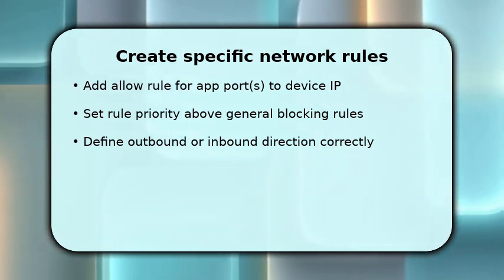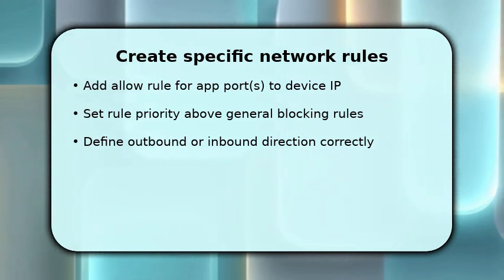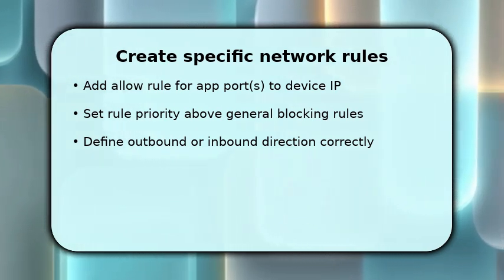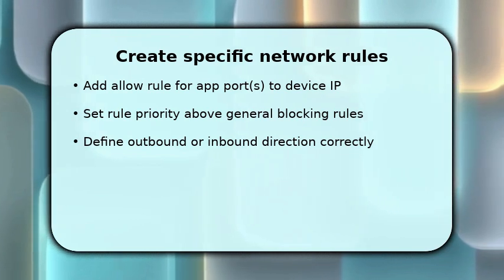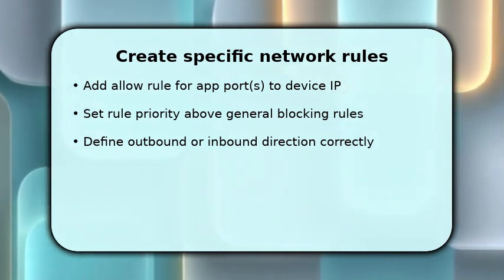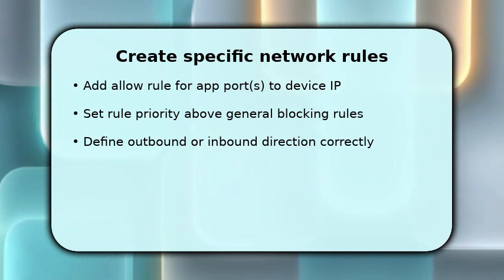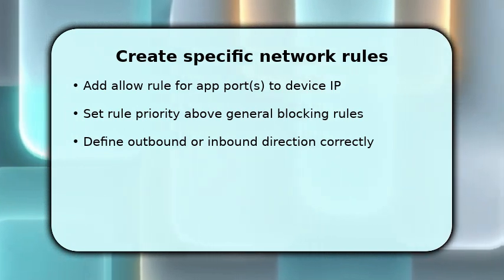Then add a deny all or block rule for other outbound traffic from that device, but set the allow rule's priority higher so it isn't overridden. If your router supports it, bind rules to the app's protocol and interface to prevent leaks.